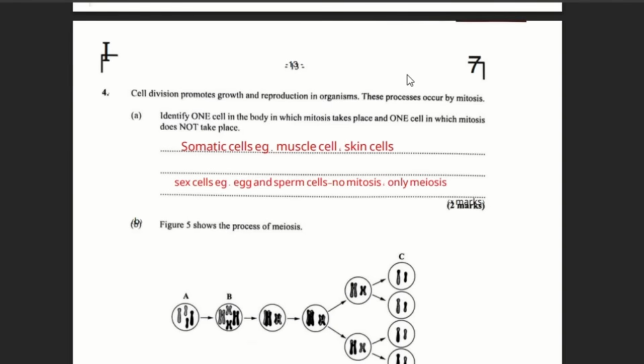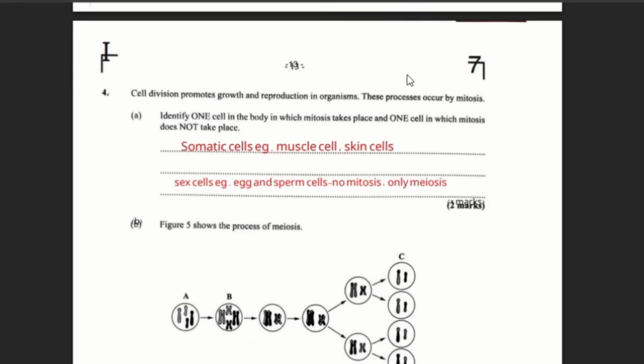Just to know the difference, mitosis is basically to repair worn out cells and stuff like that, while meiosis is specifically targeted to our sex cells. So the division of our sex cells is meiosis, and the division of our somatic cells, our body cells, is done by mitosis. So basically, the first question: identify one cell in the body in which mitosis takes place and one cell in which mitosis does not take place.